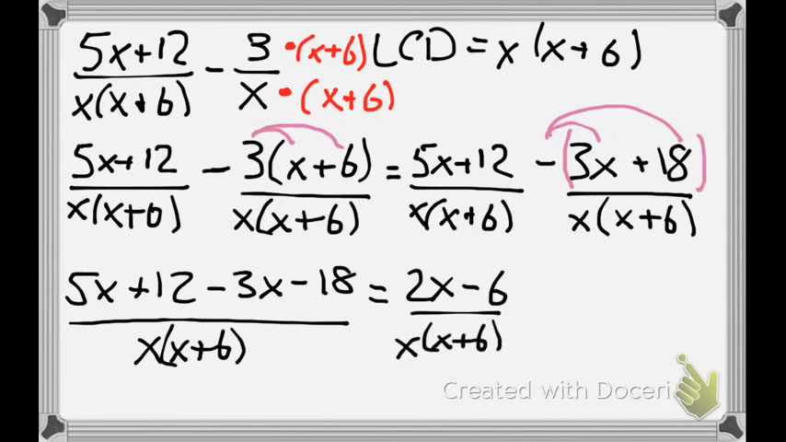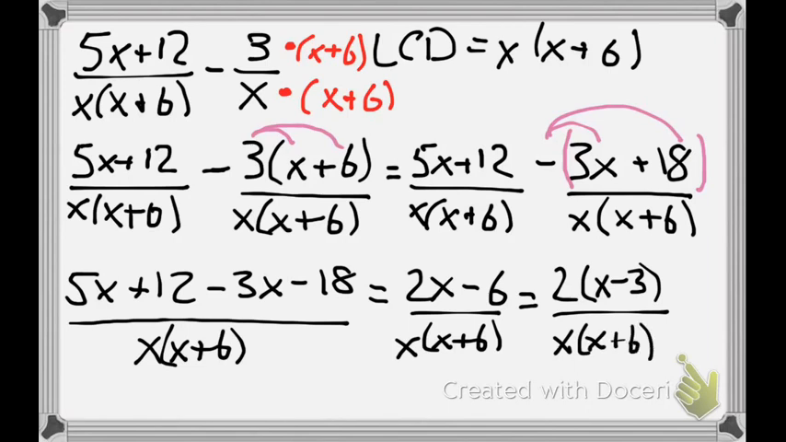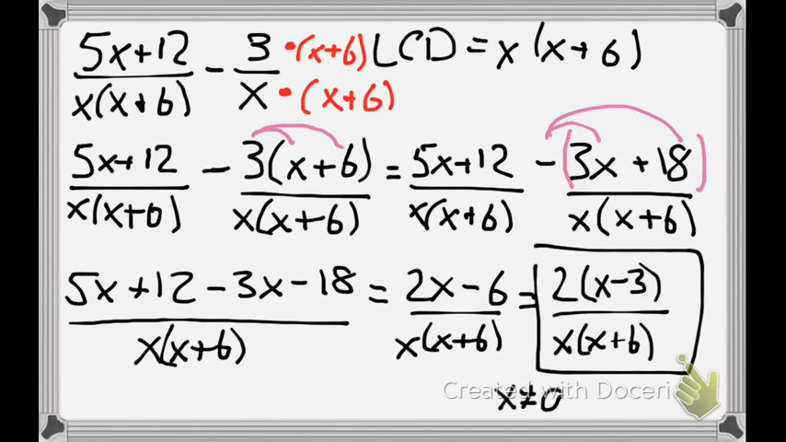Okay, so I've solved it. Now I need to simplify and see if anything else cancels out. So we have 2x minus 3, I took a GCF of 2 out, over x and x plus 6. So nothing simplifies there. So that's my final answer. But then for full marks, I still need my NPV, so I know x cannot equal 0 or negative 6. Okay, so that's a couple examples of adding and subtracting rational expressions.